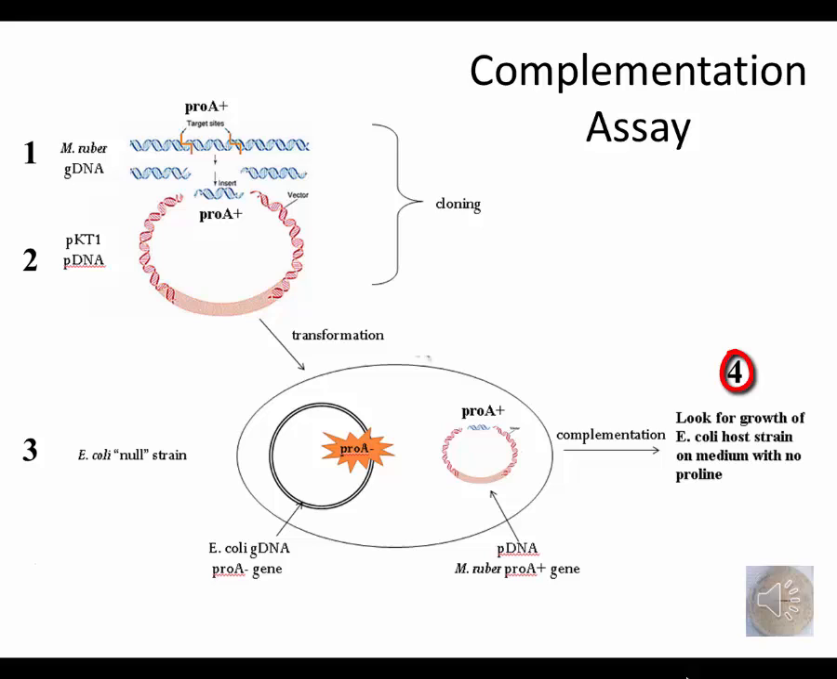In step 4, we test if the E. coli null strain gets back its ability to make proline using the process called complementation. The E. coli null with the M. ruber ProA pKT1 recombinant is grown on medium that does not contain proline. If this cell grows, then the M. ruber ProA+ gene gave E. coli the function it lost. In other words, the M. ruber ProA+ gene complemented the E. coli ProA- auxotroph. If the E. coli null strain does not grow, then the M. ruber gene might not be what we think it is, or some other biological process is interfering in its expression.